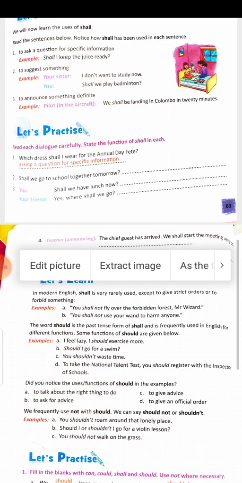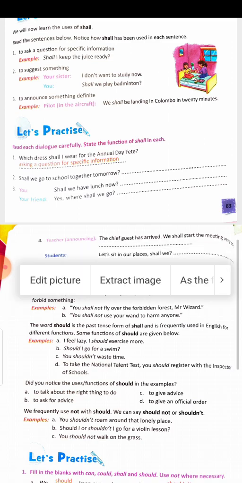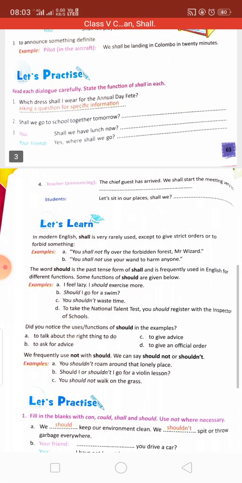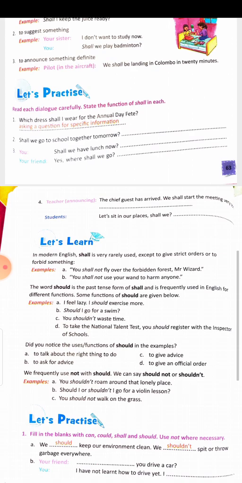Yes. Where shall we go? This is to suggest something. Okay. Next. The chief guest has arrived. We shall start the meeting very soon. So this is an announcement, announcing something definite. Let's sit in our places. Shall we? This is a suggestion.